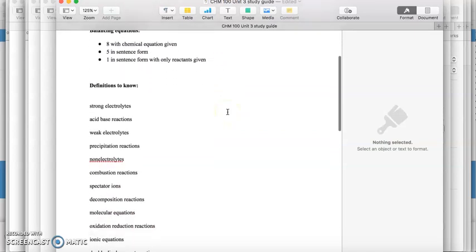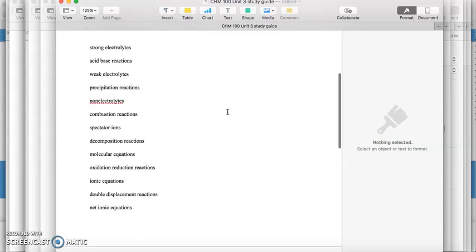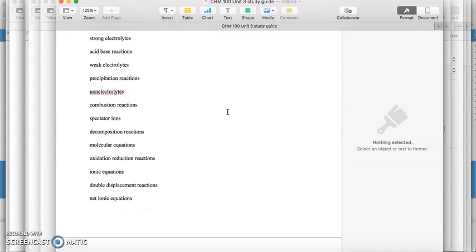Okay, here's the definitions you have to know. You've got to know your electrolytes, and again, strength of those just has to do with how much they dissociate: none, a little, or fully. You'll have to know some different kinds of reactions, precipitation reactions. You'll have to know that that means you get a solid that comes out. That's where the S comes from.